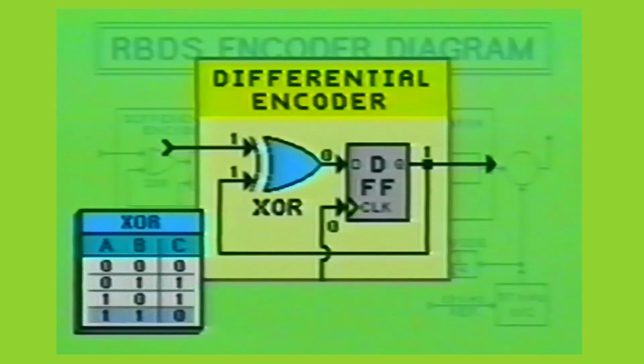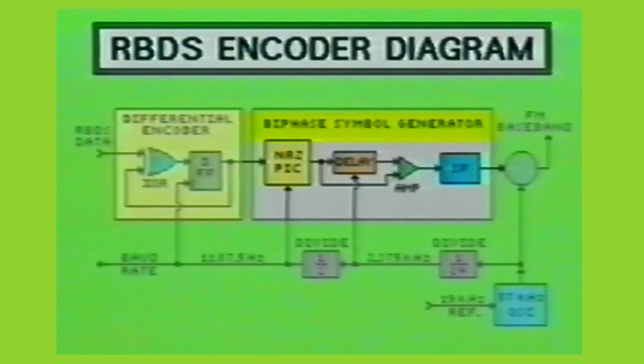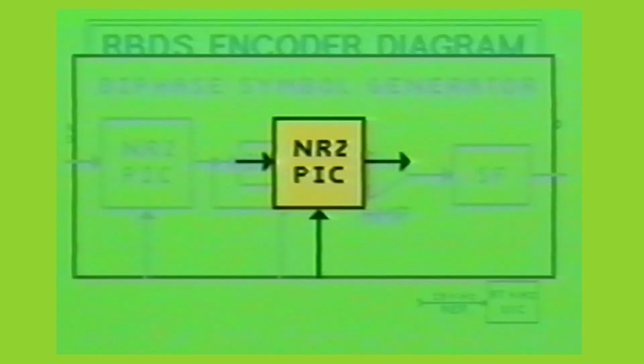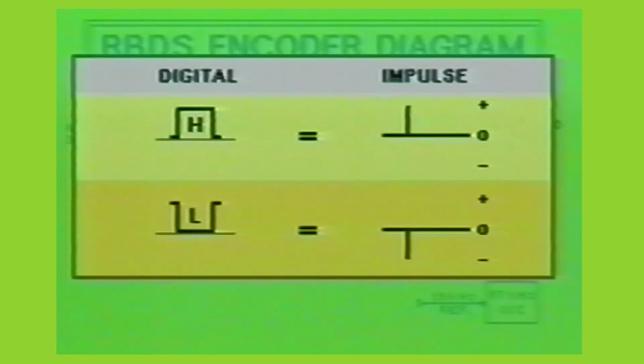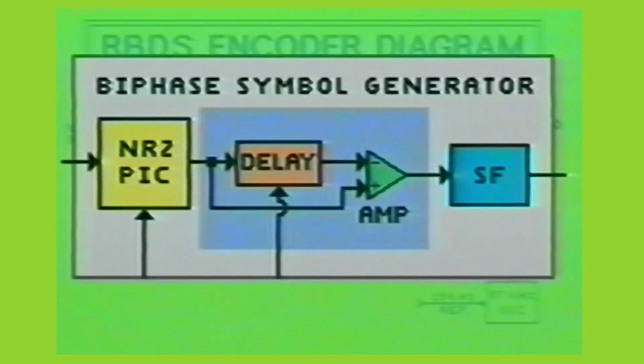The overall function of the biphase symbol generator makes use of the differentially encoded data and processes it into a biphase waveform, which is later injected into the station's FM baseband for transmission. The NRZ to polar impulse converter changes the incoming binary format of digital pulse information to positive or negative impulse data. A binary 1 will produce a positive impulse, and a binary 0 will produce a negative impulse. These impulses go to the next section of the biphase symbol generator, where the biphase encoding actually begins.